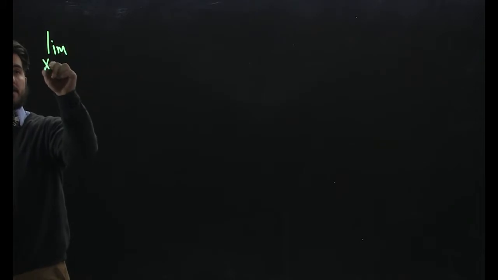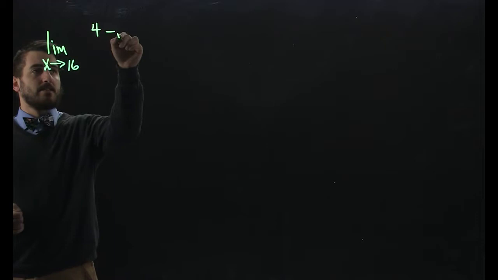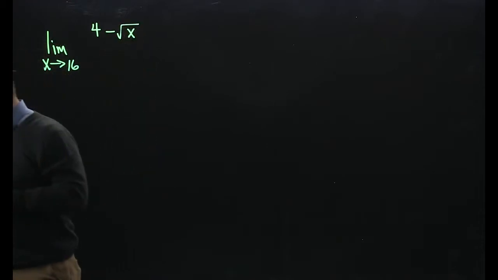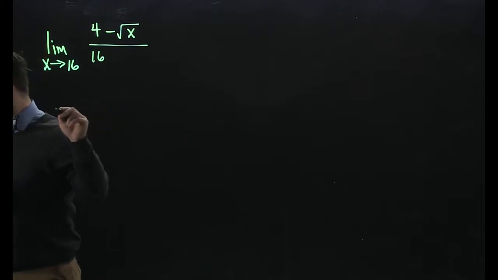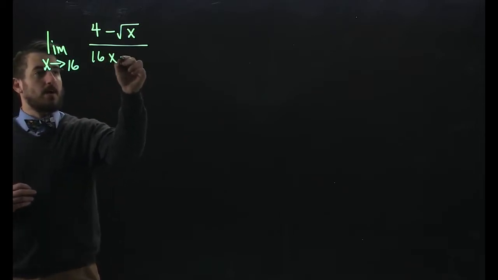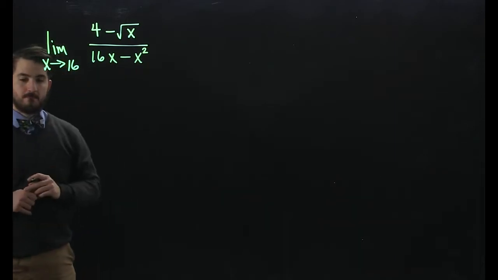Hello. Today we're going to be talking about evaluating the limit as x goes to 16 of (4 minus the square root of x) divided by (16x minus x squared). Okay.